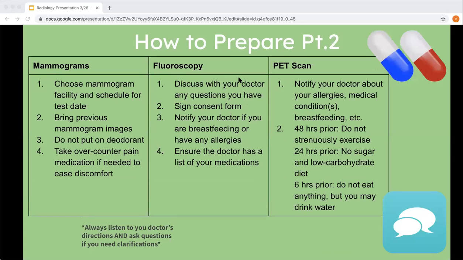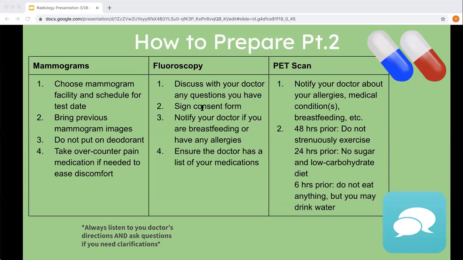All right, to prepare for a mammogram scan, you'll need to choose a mammogram facility and schedule a test date where your breasts will be less tender. Usually this means the week after your menstrual period for women. You will also want to bring your previous mammogram images if applicable. This is just so that it allows your radiologist to compare past and current images.